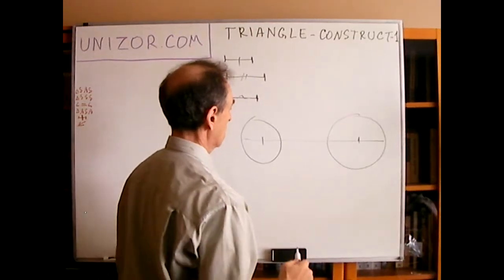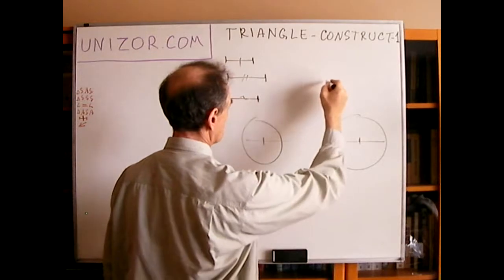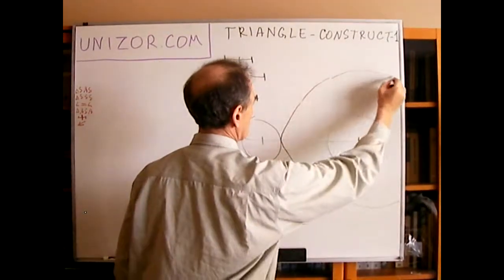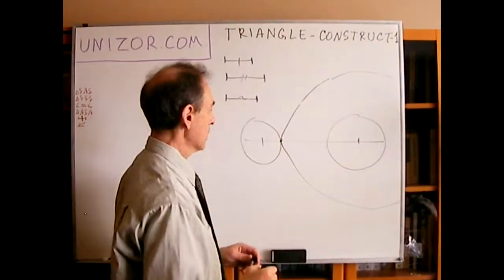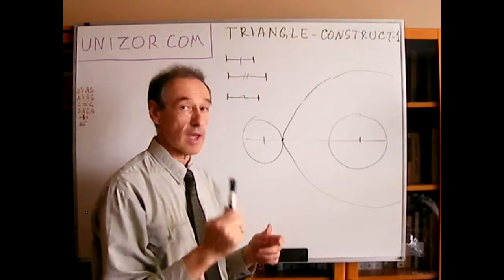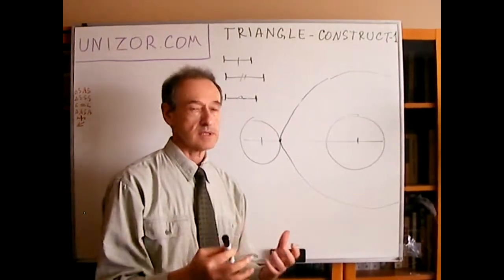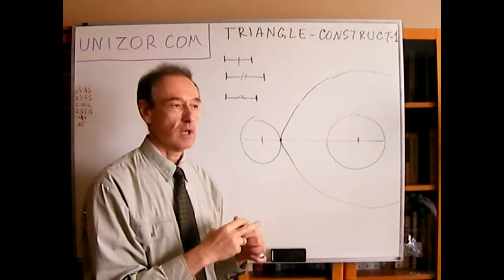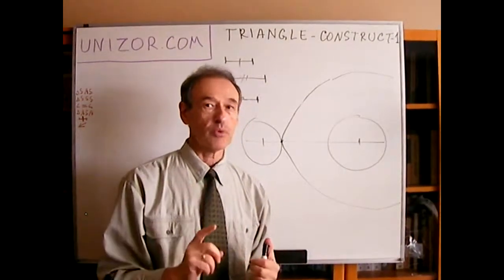Or they have something like one intersection, just where they touch each other. So we don't really have a triangle in these cases. What does it mean? It means that relative size of these three segments which are given to us is important.